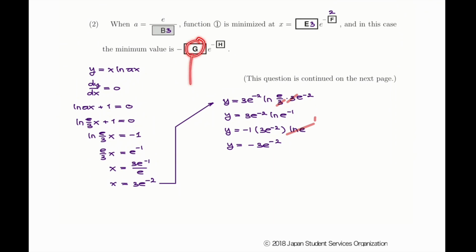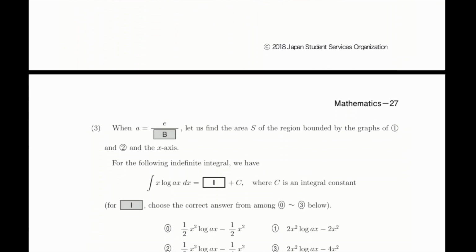So my g here is 3 and my h is 2. This is 3 and 2. Okay, I will continue to the next part.